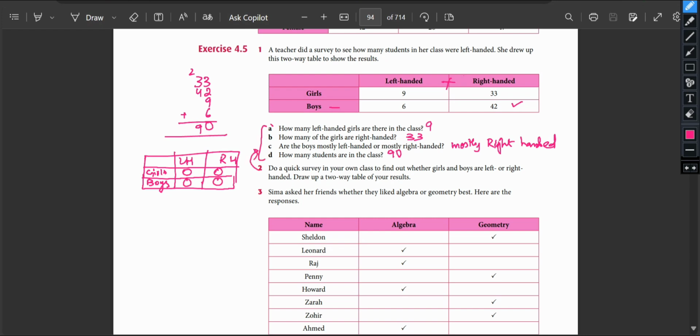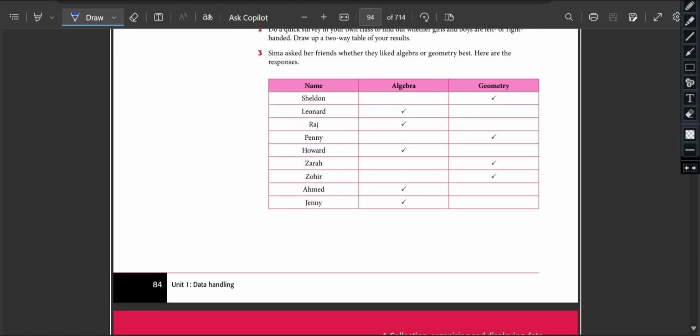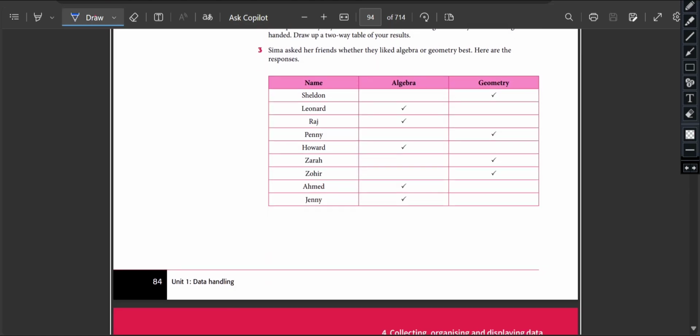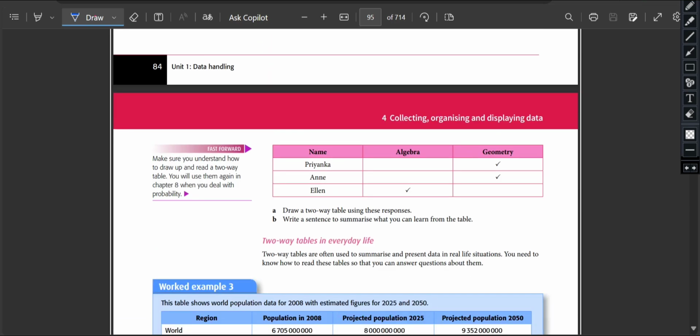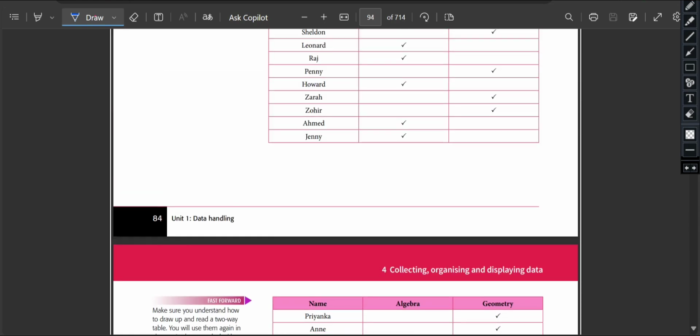Let's do question number 3. Seema asked her friends whether they like algebra or geometry tests. Here are the responses. Here are all the names, and here they have written algebra and geometry. If we look at it, we can see these are all the names of the students, and then this is algebra and geometry. Okay, so draw a two-way table using these responses. For this, we have to make a two-way table. Okay, let's do this.